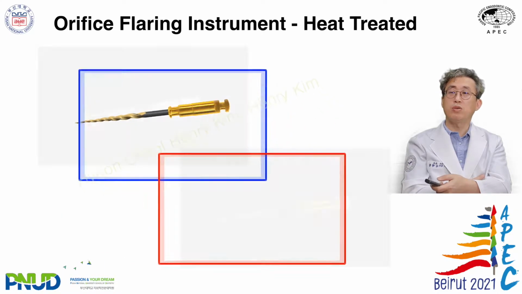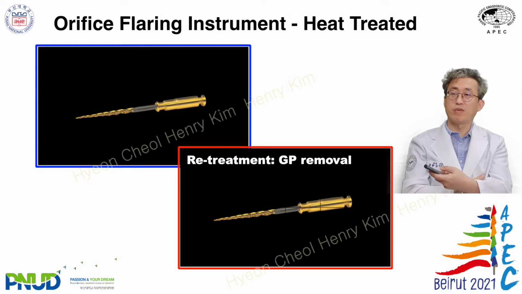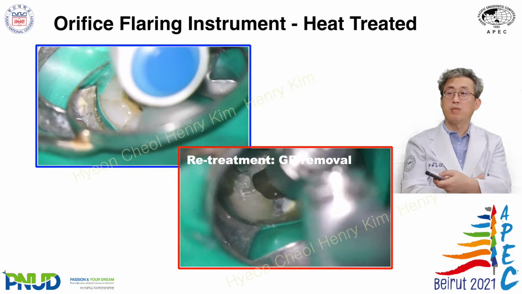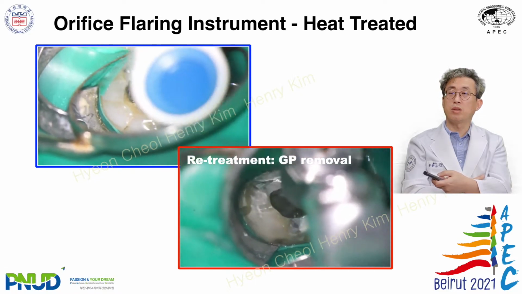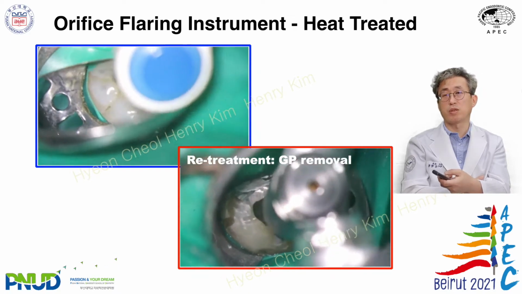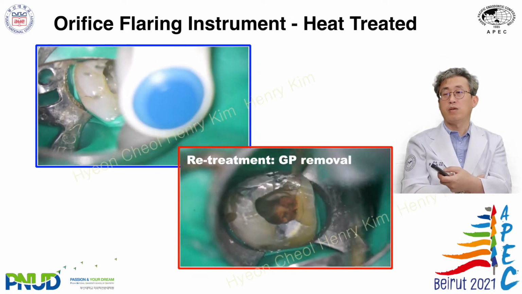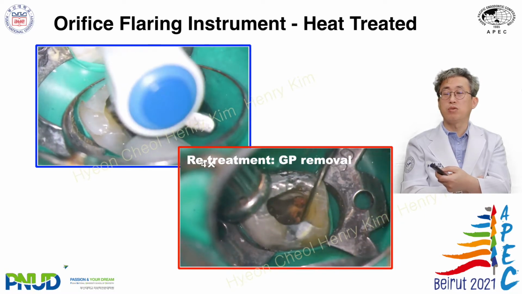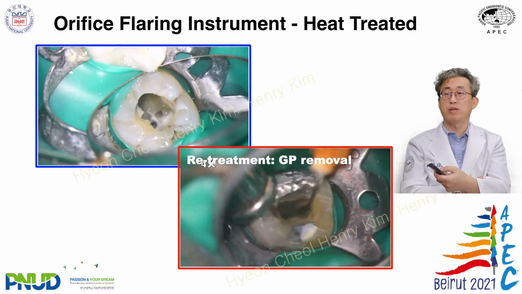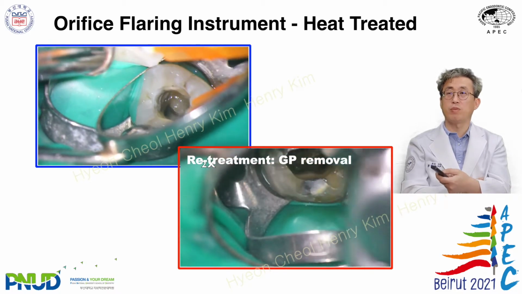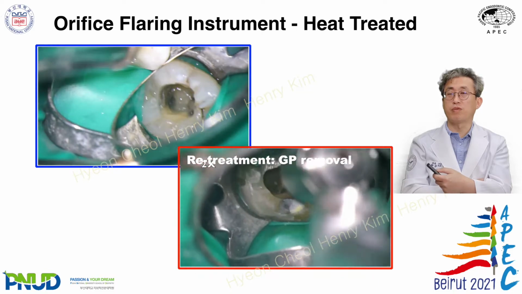So we can use it not only for orifice flaring to remove the dentin sharp area, but also efficiently for the retreatment procedure to remove the gutta-percha. From this evidence, Micromega launched a new file, a retreatment file. The name is Remover. It is almost the same shape as the One Flare.